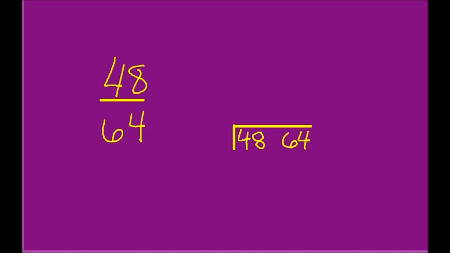I can just see 48 is an even number, it ends in an 8. 64 is an even number, it ends in a 4. So I know all even numbers divide by 2. So I put a 2 out here because I know they both divide by 2. 2 goes into 48 24 times. 2 goes into 64 32 times.